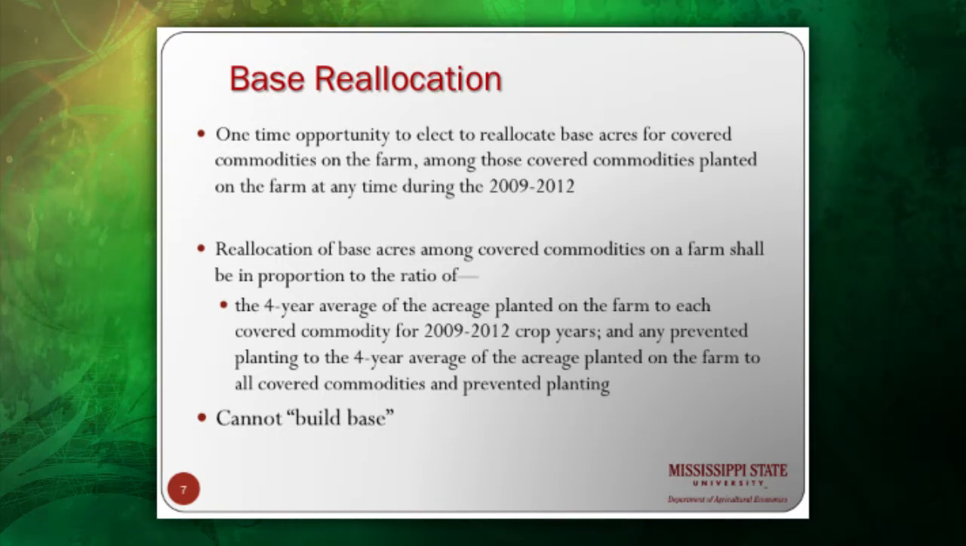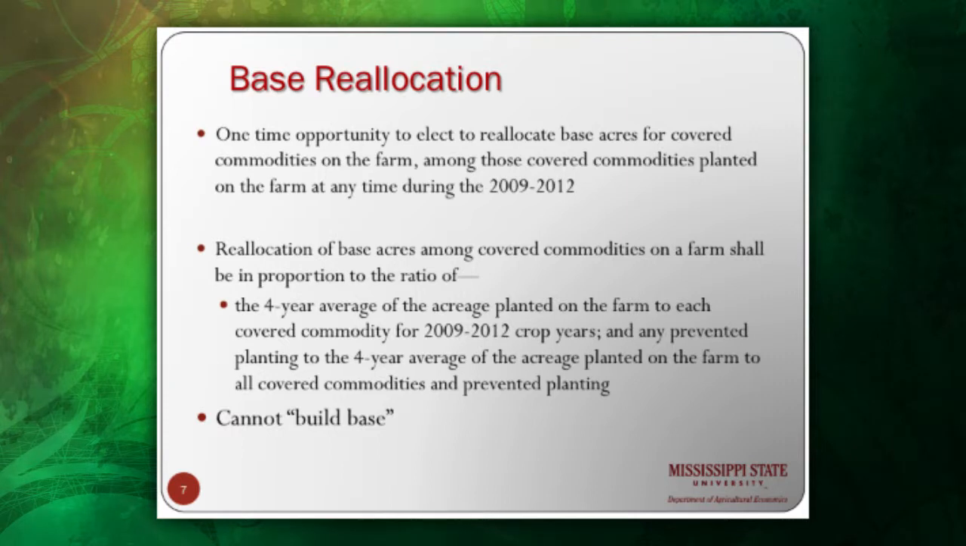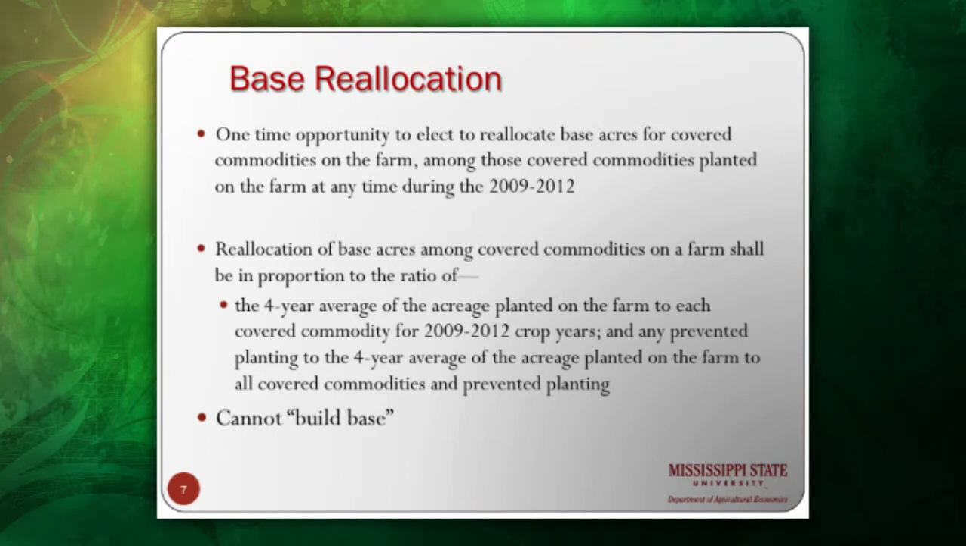It will be in the proportion, if you choose to make this reallocation, it will be based on the proportion of the 4-year average of acres planted to those covered commodities from 2009 through 2012. The key thing that you need to understand about this is a producer will not be allowed to build base. So if a crop producer today has 500 acres of base across various commodities, they will still have 500 acres of base when this exercise is completed.